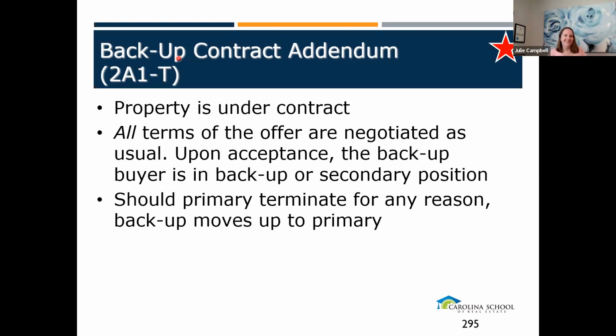This form only allows me to have one backup buyer. We can't line them up, you guys. I can't have a backup to the backup and a backup to the backup to the backup, right? We can't line them up down the street. So we can only have one backup buyer, one backup contract. If the primary buys, the backup isn't out any money. They don't owe due diligence until and if they become the primary.